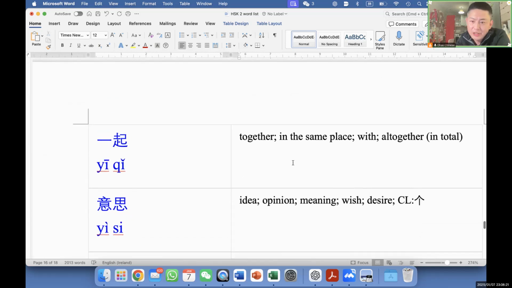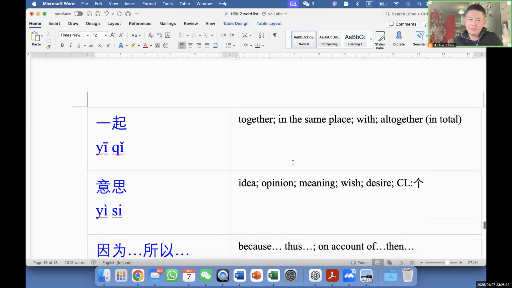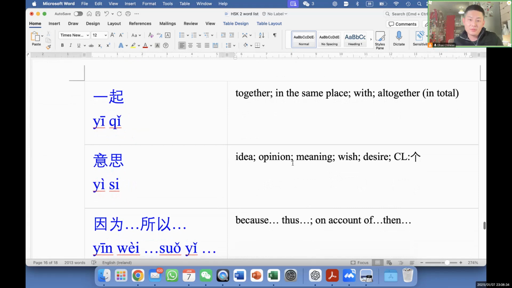Another one would be 一起, one up. It's a pretty cool word, actually. Let's one up do something. Let's one up eat food. Okay, make sense? Together. 意思 meaning. 你什么意思? What's your meaning? Or you pick any word, say 这个字什么意思?